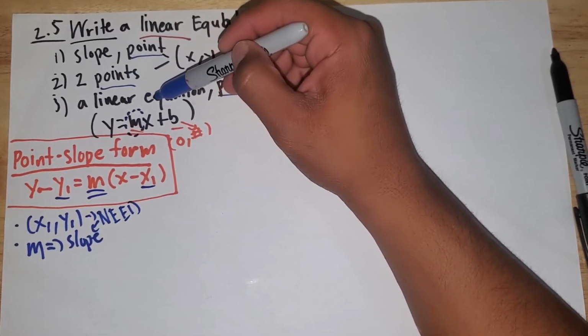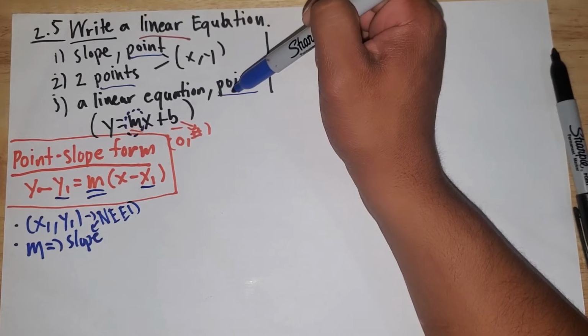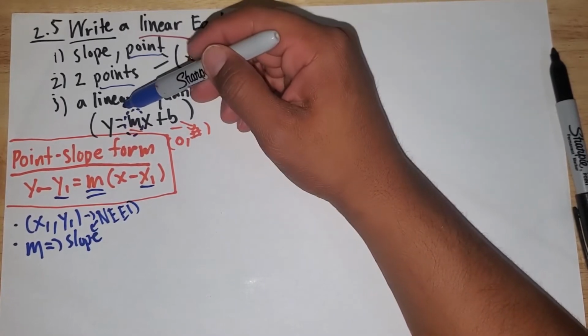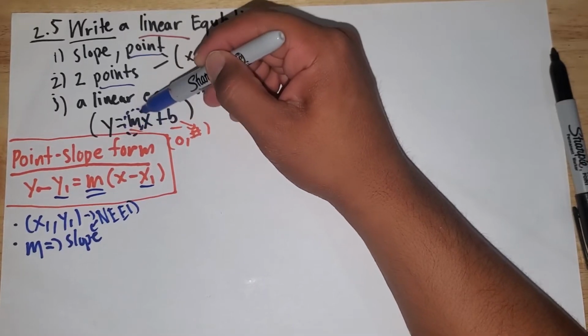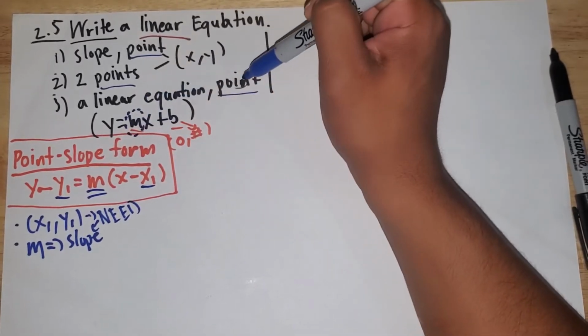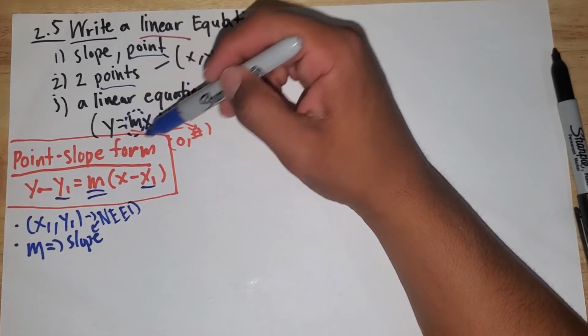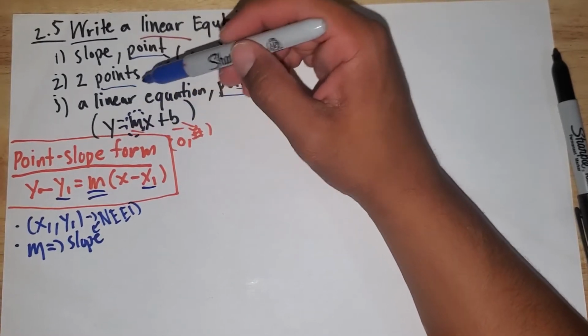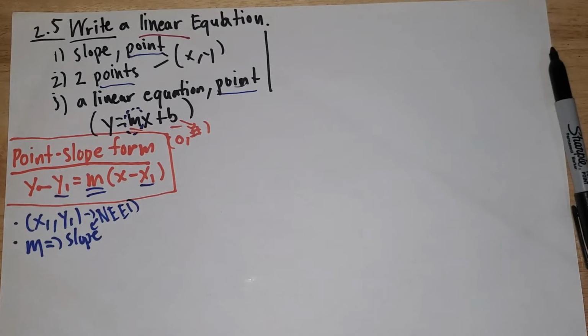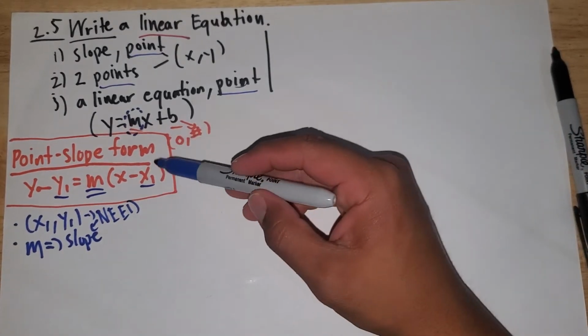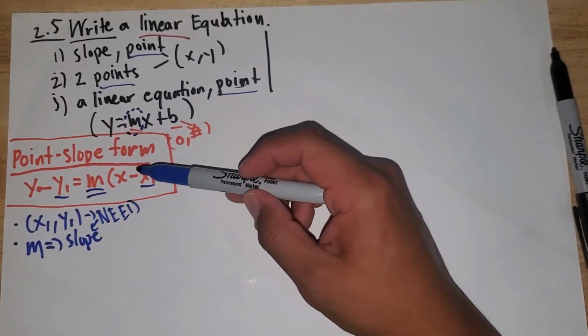Same thing with the linear equation. Now I don't have 2 points, so I can't find the slope. But I know this linear equation has a slope, and I'm going to use this slope and the point to help me find the linear equation that I'm looking for.